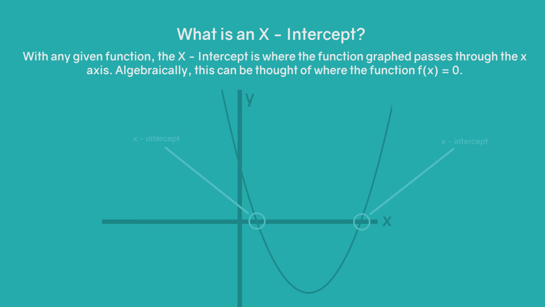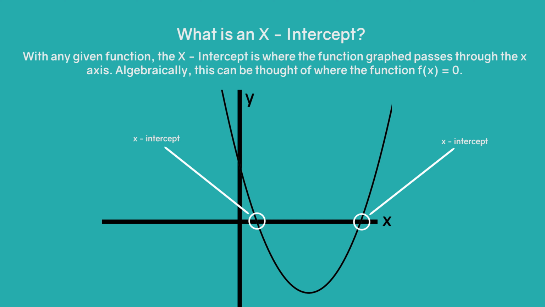So what is an x-intercept? An x-intercept is just the point on the x-axis where a function graph passes through it. Now, if you have a function, the x-intercept is where that function is equal to 0. This is because the function is represented by its output, and when the output is equivalent to 0, then that would cross the x-axis.